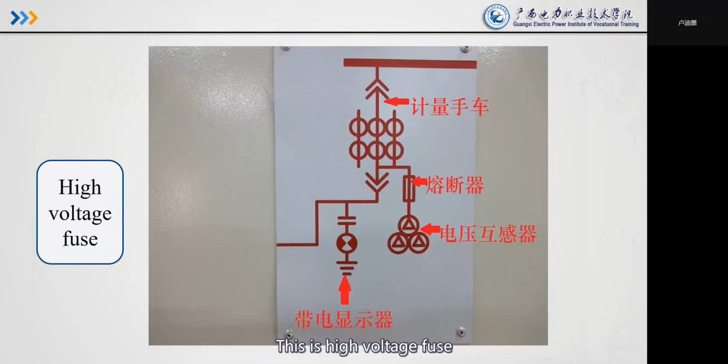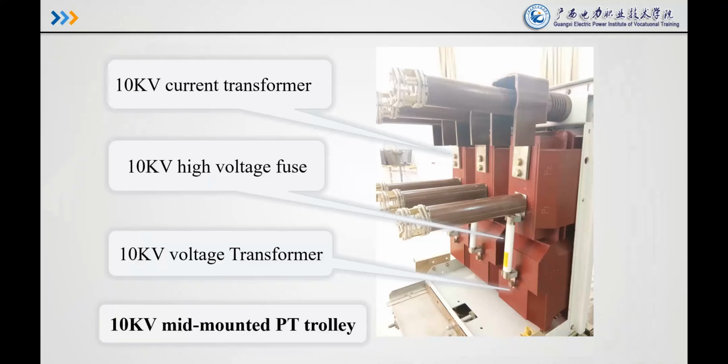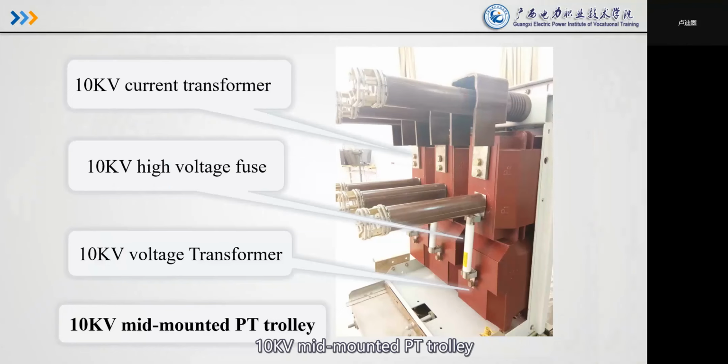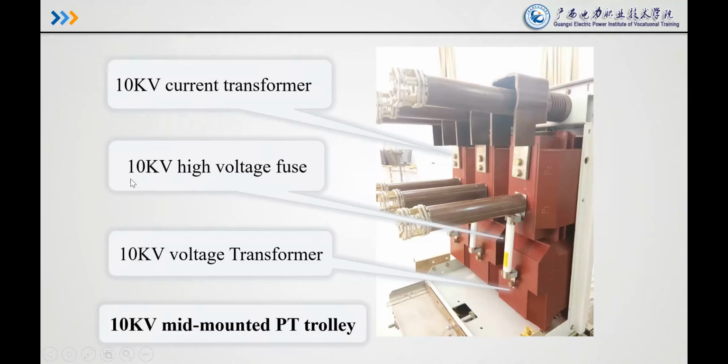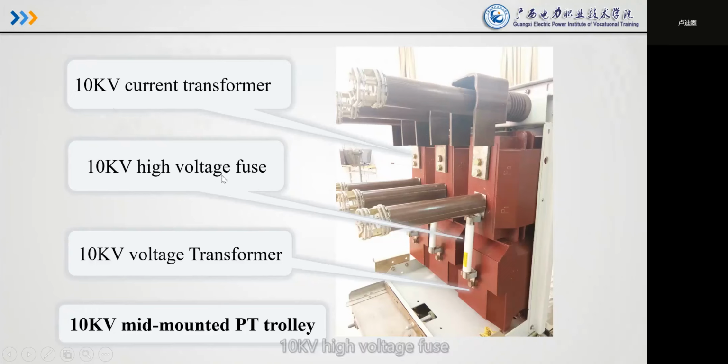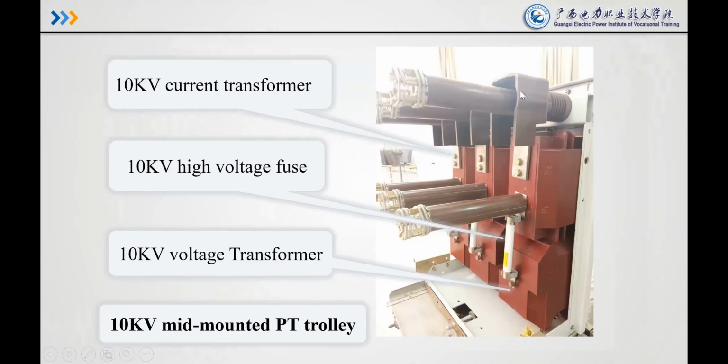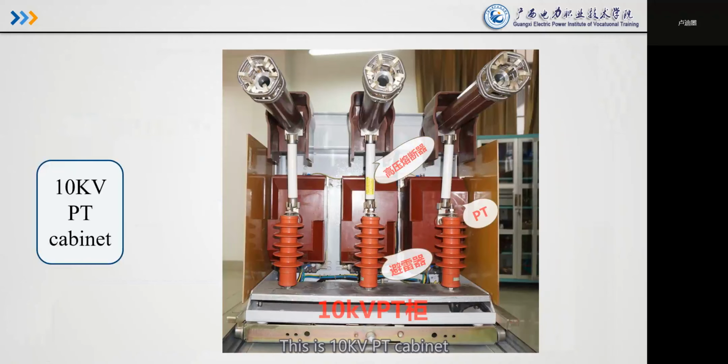This is a high voltage fuse. This is a 10,000-volt mounted PT trolley, including three parts: the 10,000-volt current transformer, the 10,000-volt high voltage fuse, and the 10,000-volt voltage transformer. This is the 10,000-volt PT cabinet.